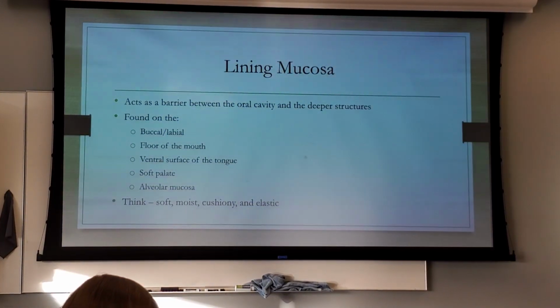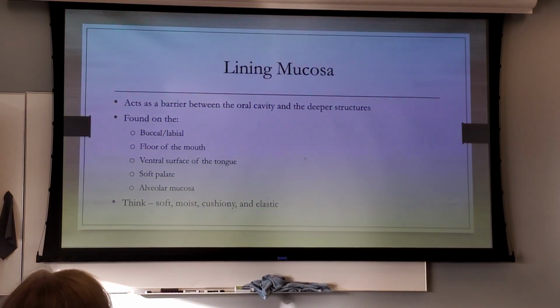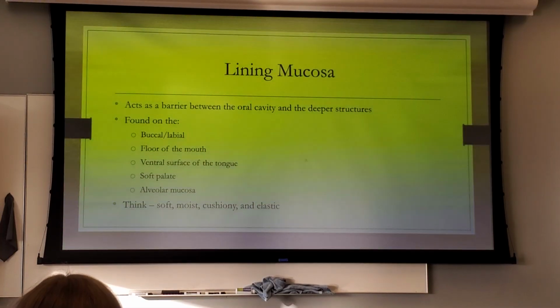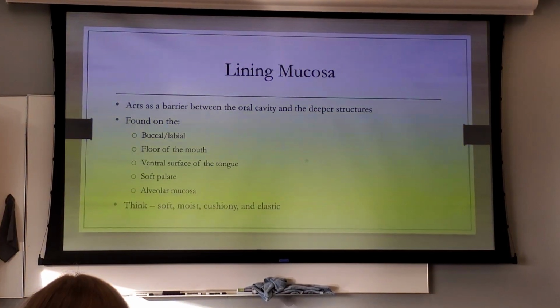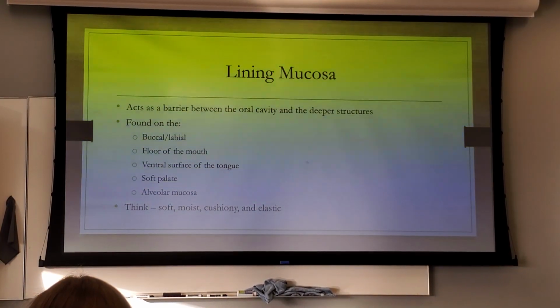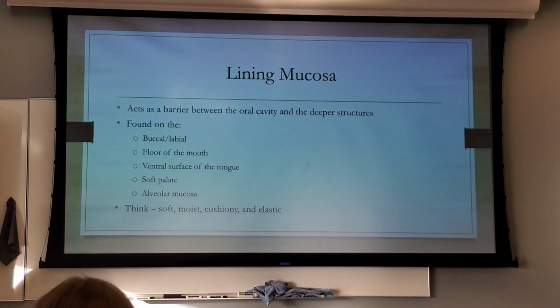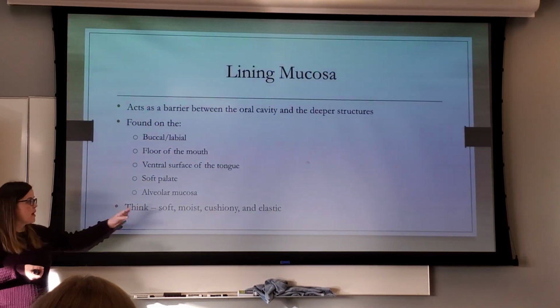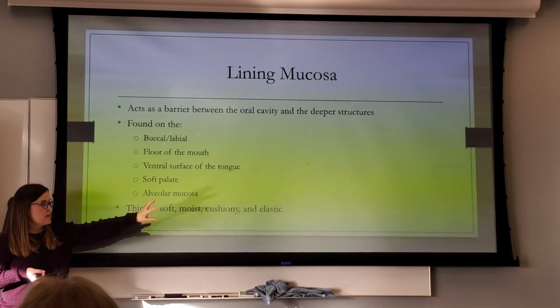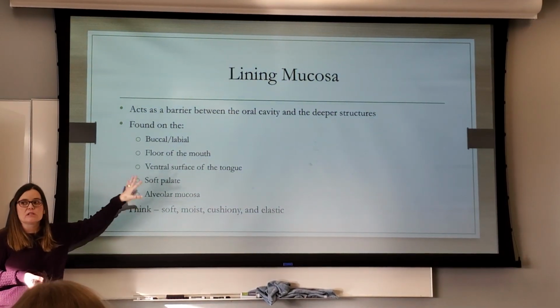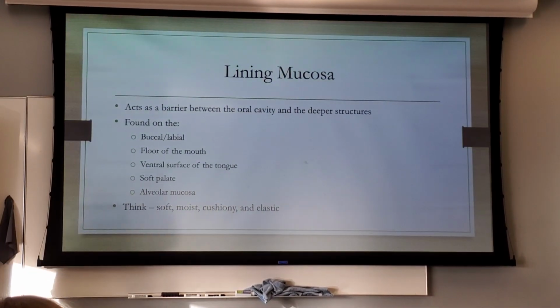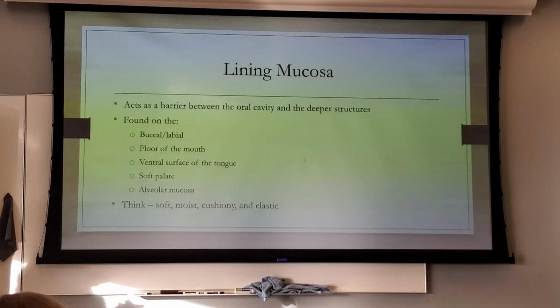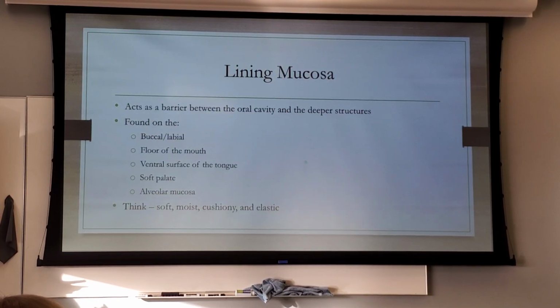So our lining mucosa is the barrier between the oral cavity and the deeper structures, and it's found on our buccal and labial tissue, the floor of our mouth, the ventral surface of the tongue, the soft palate, and the alveolar mucosa. If you think about areas that are soft, moist, cushiony, and elastic, that tells you it's a lining mucosa, because our cheeks are shiny, soft, stretchy, and smooth, right? That's going to be more of our lining mucosa.